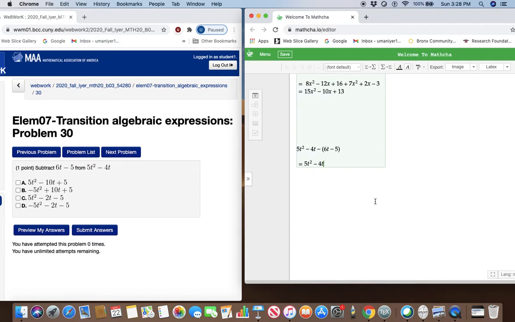That's the first. Now, distribute the minus, right? So that changes signs to both of these terms. Negative 60, positive 5. That gets me 5t squared minus 4t minus 60 is negative 10t plus 5. Okay, 5t squared minus 10t plus 5, that's the one.